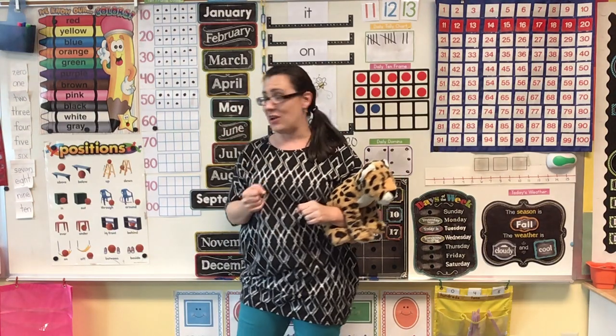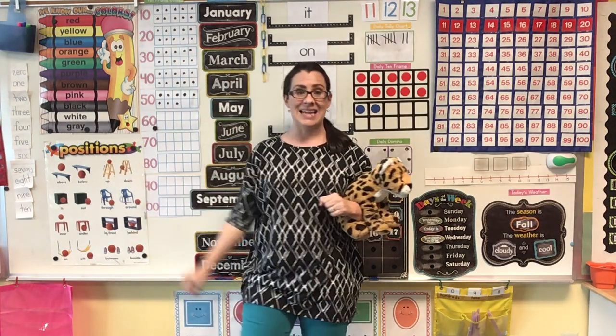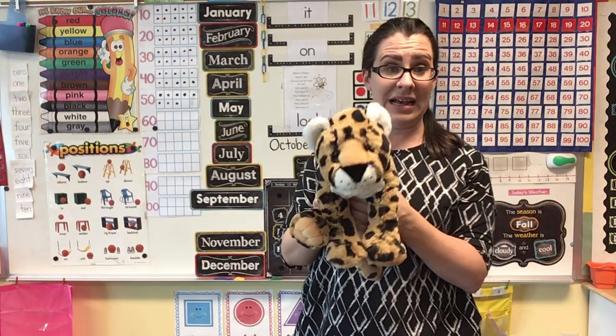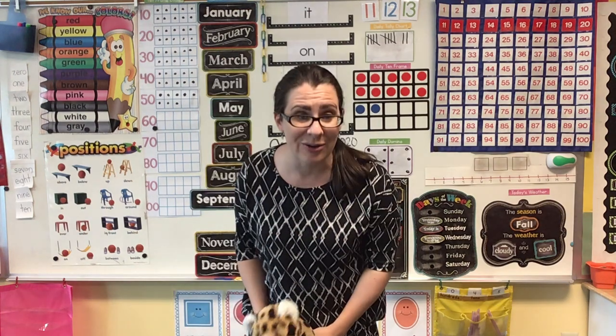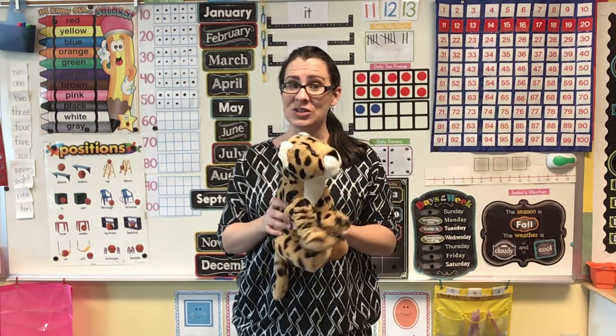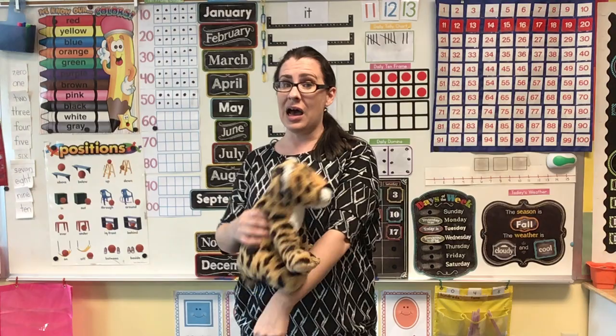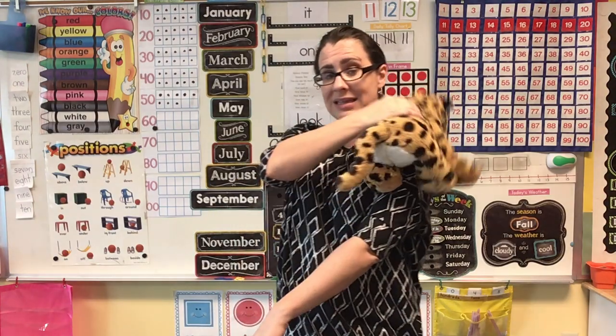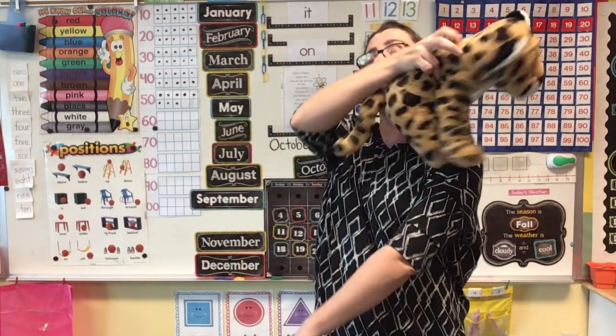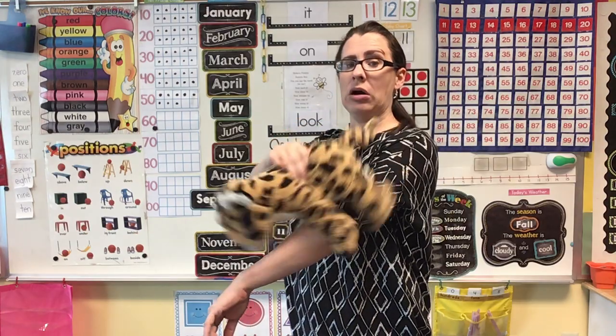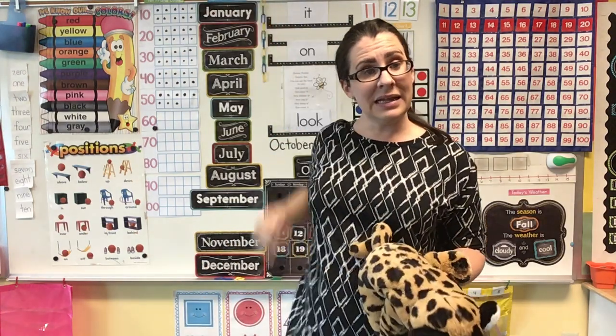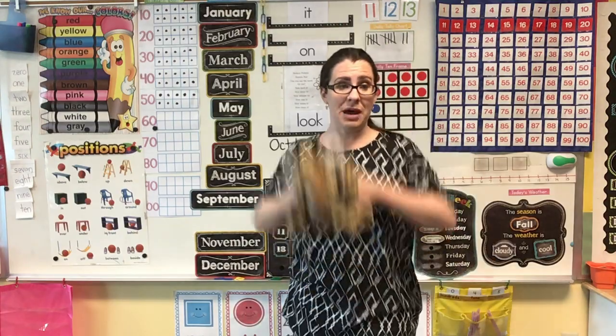So today, friends, we're going to talk about up and down. Can you say that? Up and down. That's where Mr. Tiger is going to help me. He is going to show you what up looks like and what down looks like. So if Mr. Tiger was going to climb up my arm, it would look like this. And if he was going to climb down my arm, it would look like this. Up, down. Okay, I could hold him up and I can hold him down.